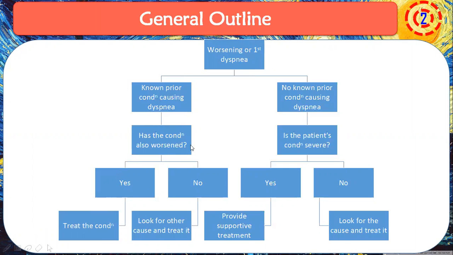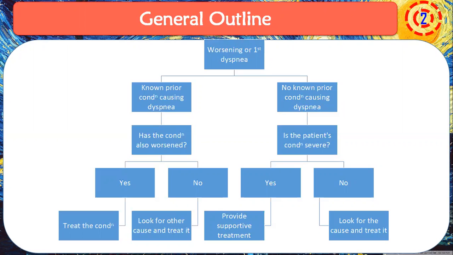Whereas if the answer to the question, has the condition worsened, is no, then we have to look for another cause and treat it, because in such a condition the known prior conditions are rare causes for the present episode of dyspnea. So after that, if there are no known prior conditions, then we have to ask a question: is the patient's condition severe?